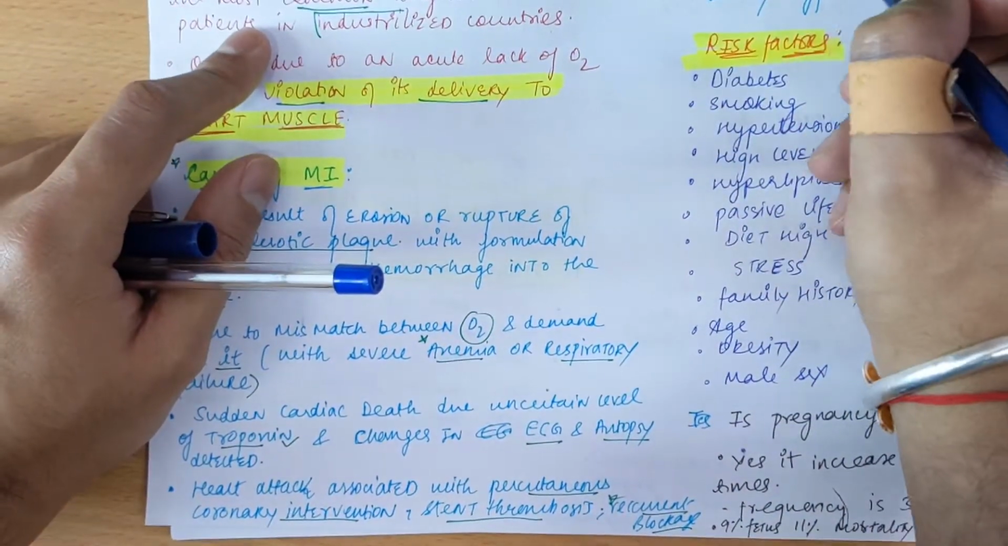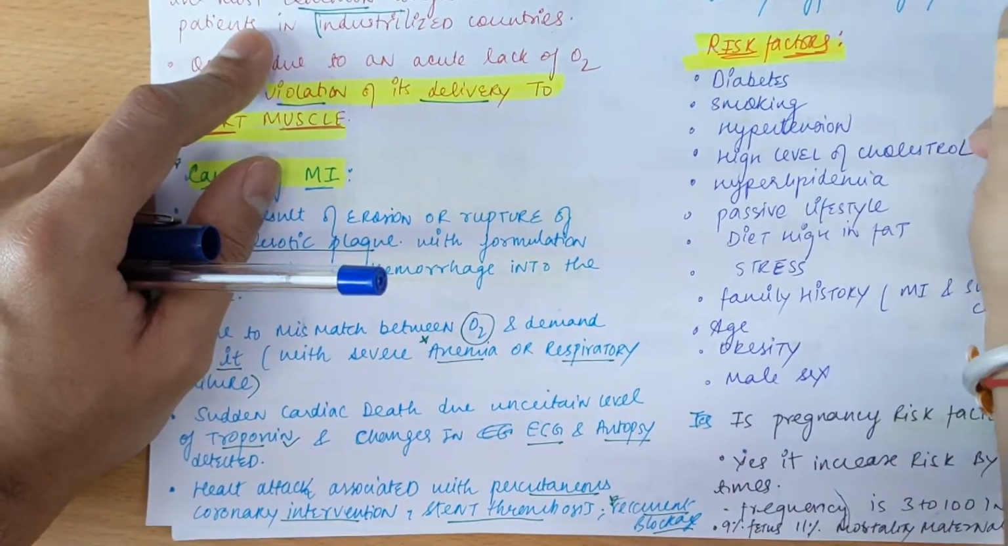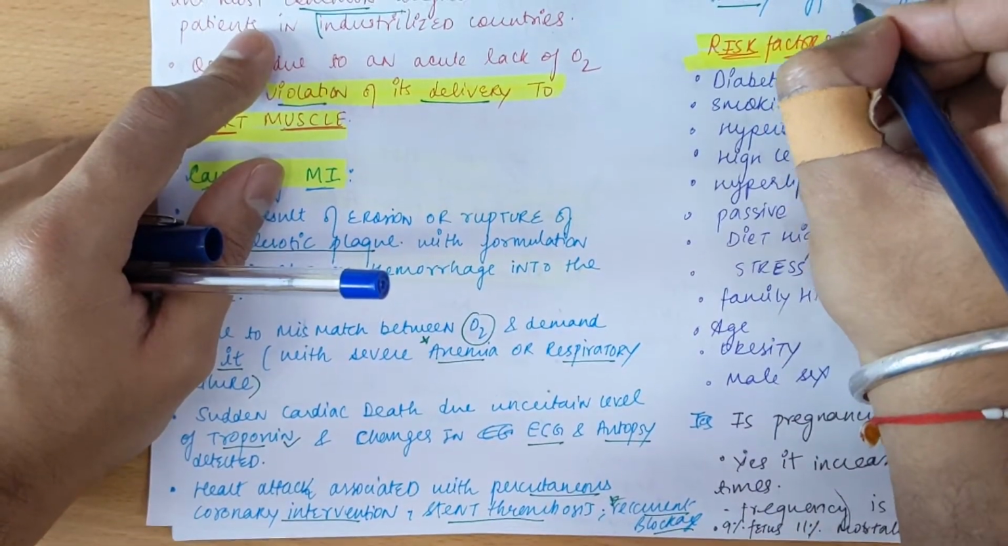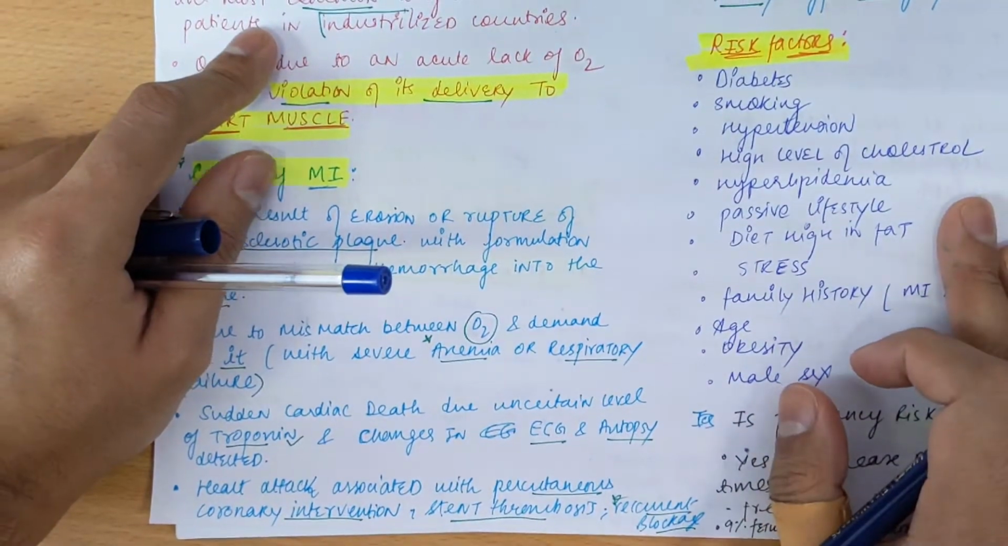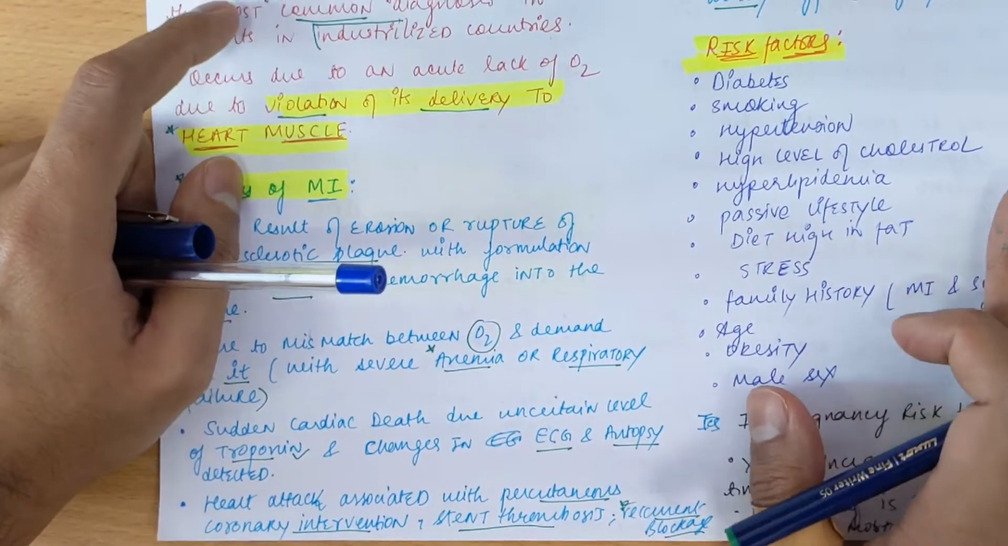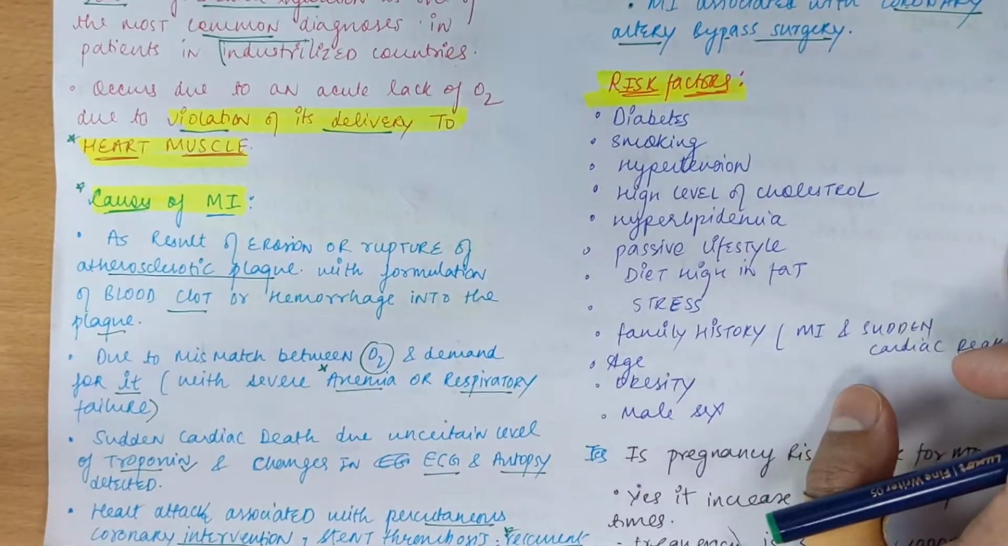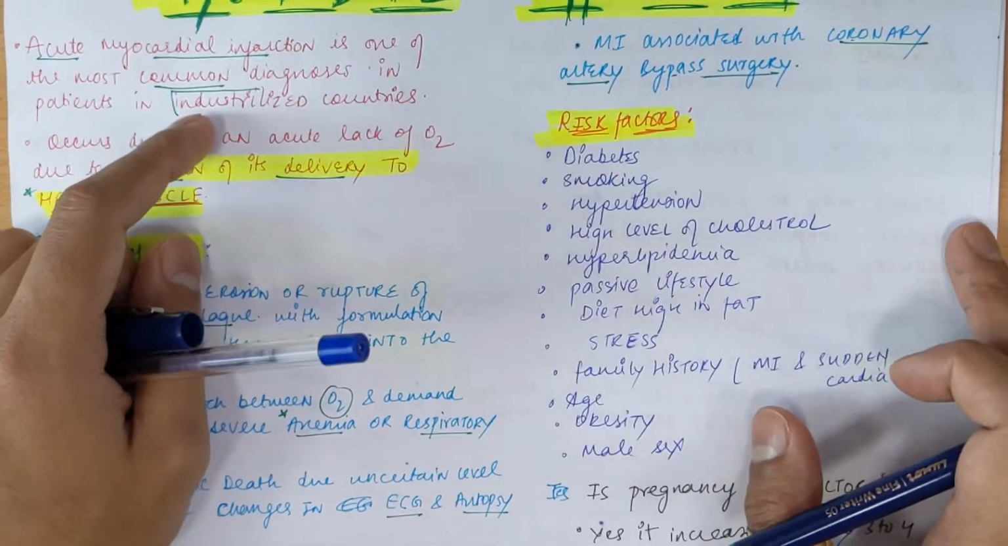Now the fifth point is MI associated with treatment, that is coronary artery bypass surgery. In this case, if the patient has gone through the surgery, then again there is a chance of development of MI in the patient due to blockage in the coronary artery vessels.